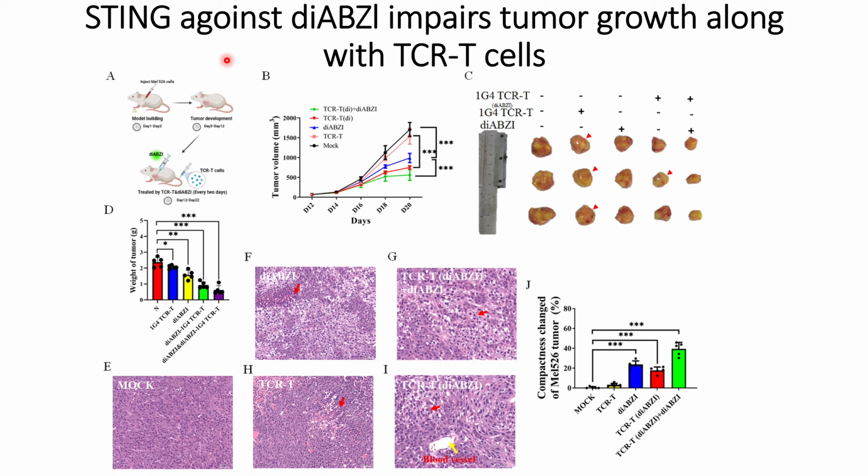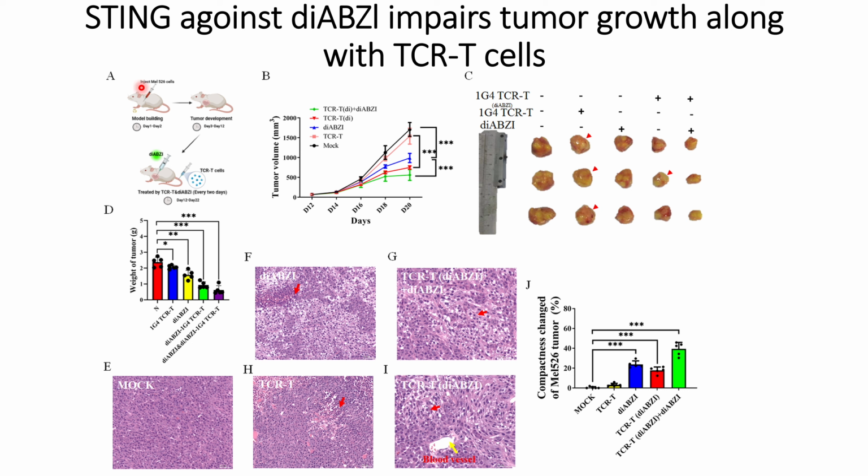In this video we will discuss how the STING agonist DiaBZl impairs tumor growth, and how this effect is enhanced along with engineered T cell receptors, that is 1G4 TCR-T cells. These T cell receptors are engineered into the T cells, and when they use these T cells along with DiaBZl, it enhances the tumor suppression.